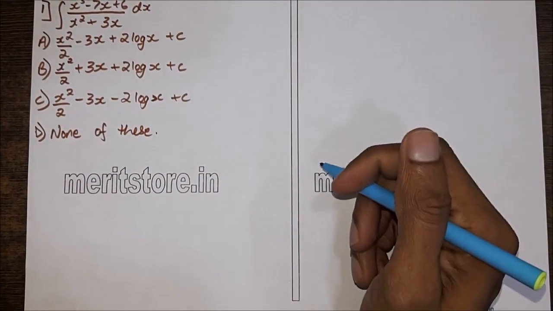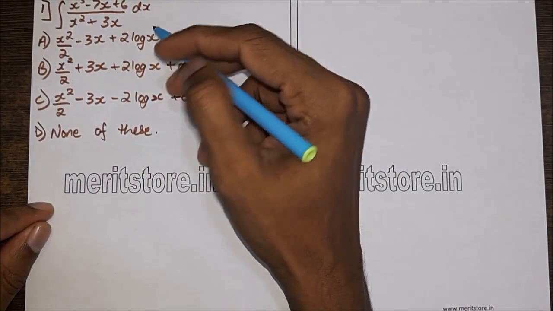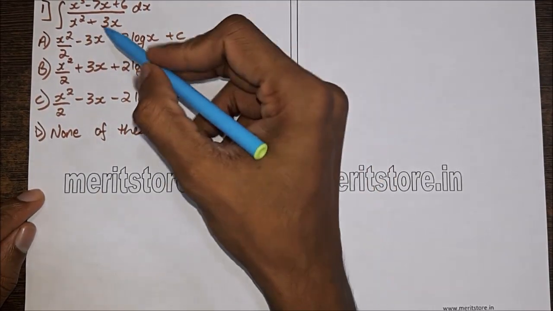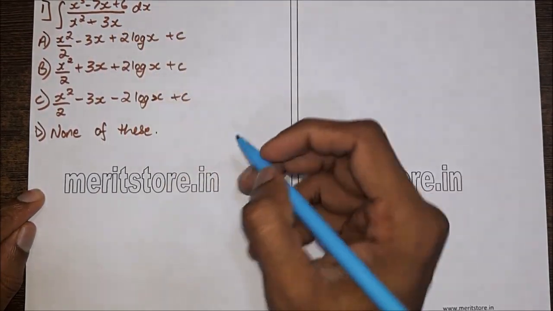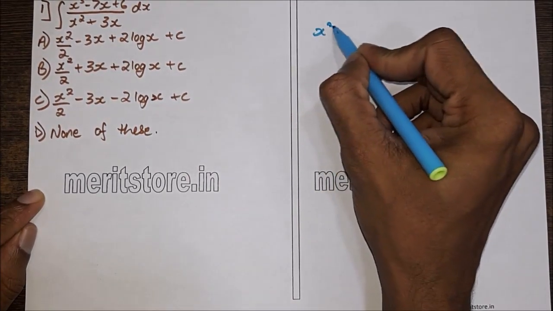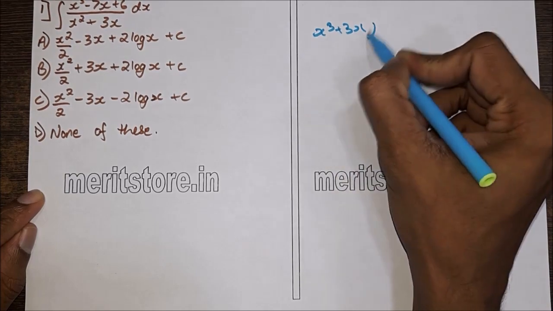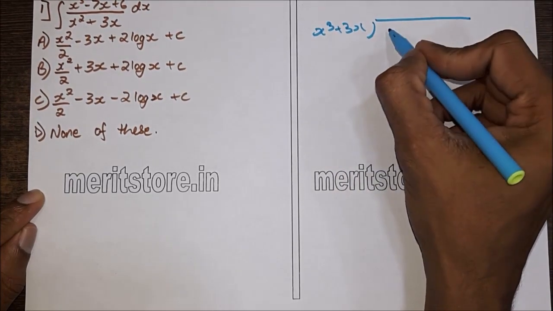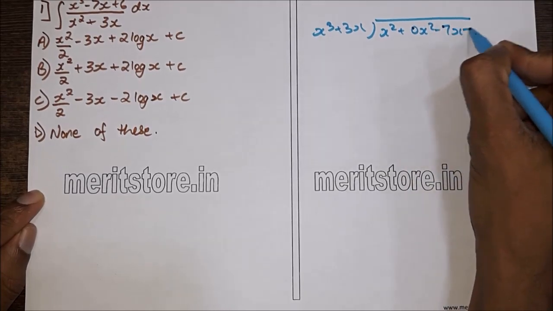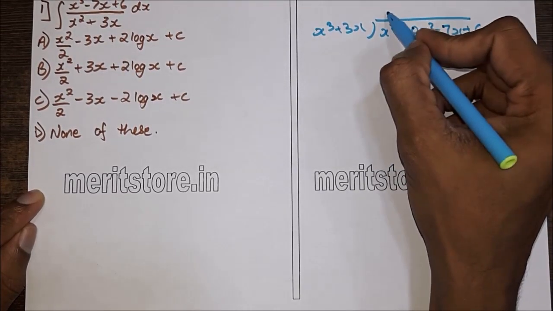Question 1. Integral of (x cube minus 7x plus 6) upon (x square plus 3x) dx is equal to, we are given 4 options. First, we're going to divide the numerator by the denominator. We can write that as x square plus 3x into x cube plus 0x square minus 7x plus 6. So we're going to multiply by x.